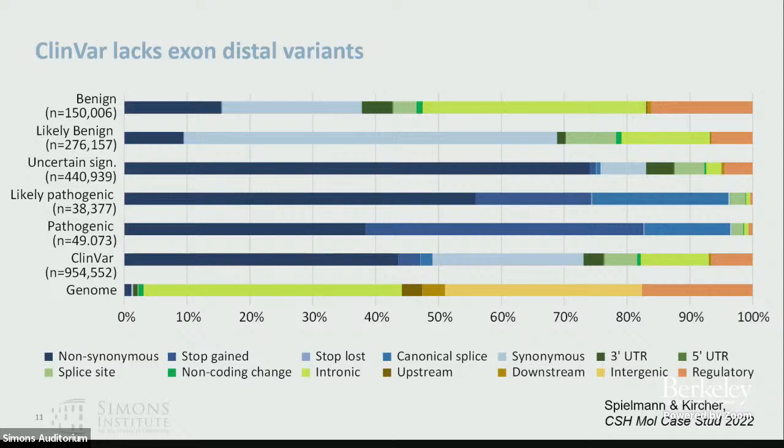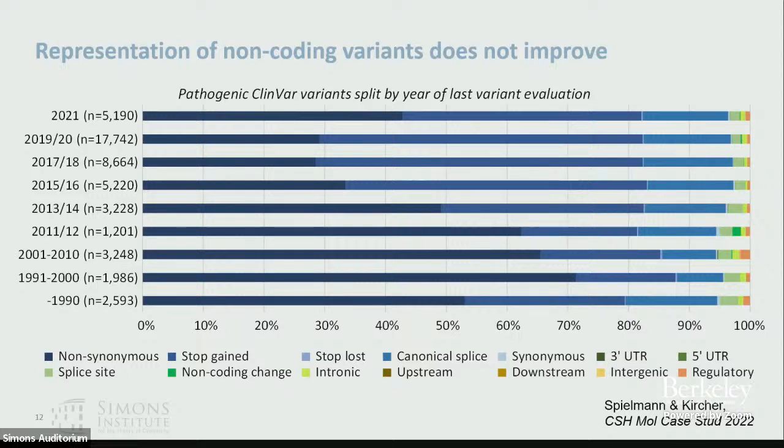And there's some variation between the clinical labels or the variant significance labels that are in ClinVar, but this is probably even more indication of an ascertainment bias in this database. And if you might wonder whether this has changed at all over the last years, it hasn't really. So the representation of non-coding variants, even over just the last few years, hasn't improved in ClinVar.